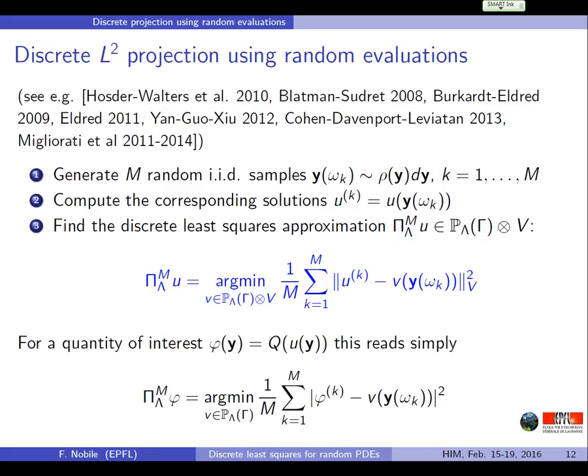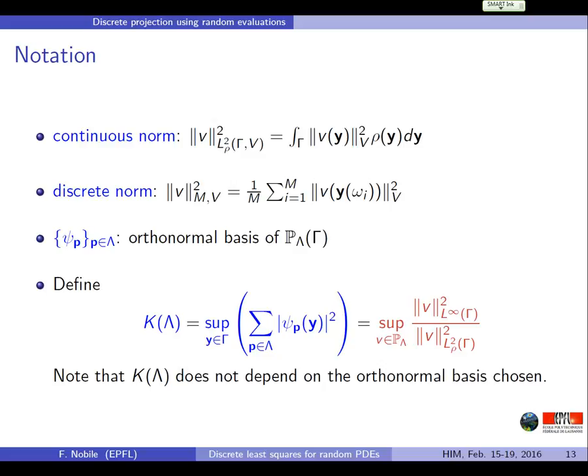Okay. So I introduce a couple of notations. As I said, answering the previous question, what we are actually looking at is approximation in the L2 sense, L2 with respect to the random variables in the measure. This will be my reference norm, L2 in the random variables and whatever norm you have in the other variables. And I introduce the corresponding discrete norm, which is just based on the evaluation on the random points. I call it this M norm.